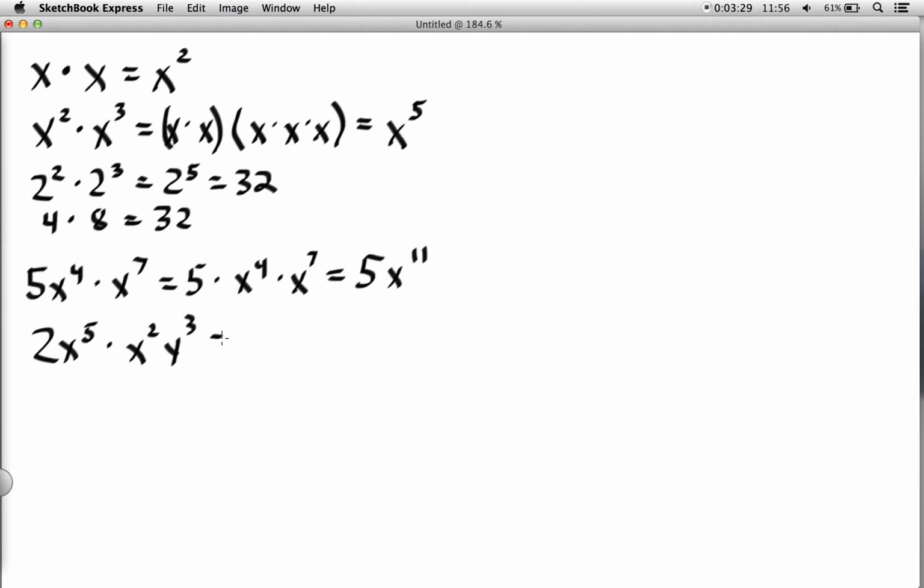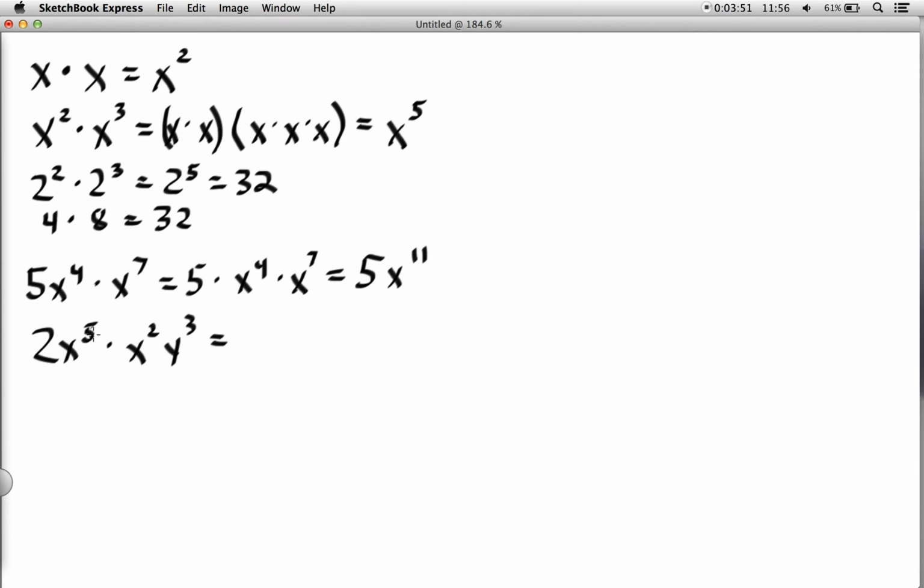Here we have another one like that. We have 2 terms being multiplied here, 2 and x to the 5th, and another 2 terms being multiplied here, x squared and y cubed. So remember, it doesn't matter that it looks like these two pairs are separated. It's really just 4 terms all being multiplied. So you don't want to multiply anything twice.